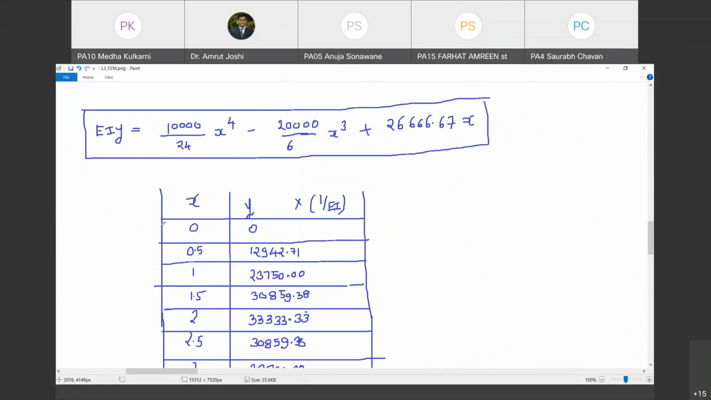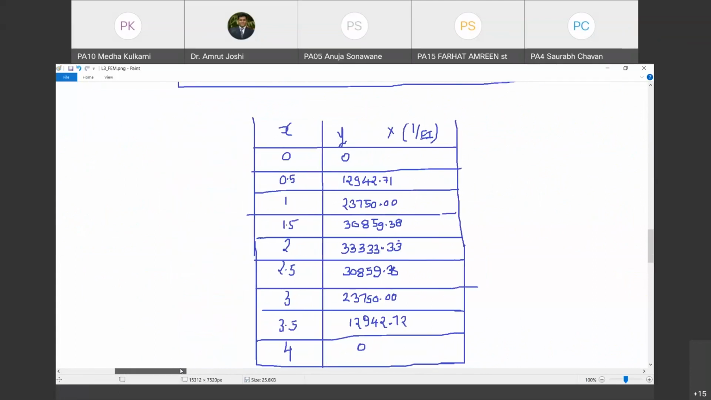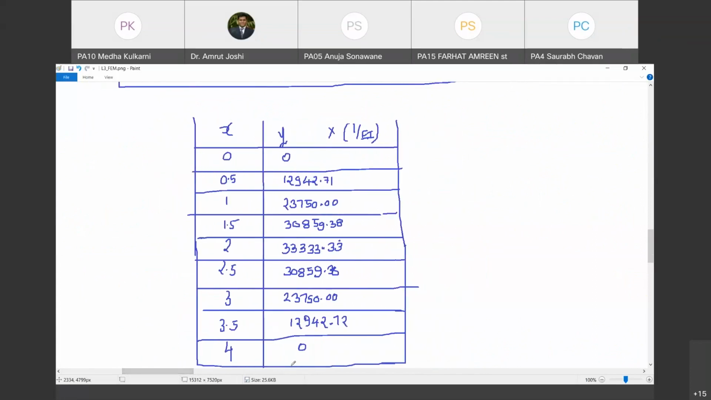So using the solution for EIy at different locations of x, we have got these values of y. So in a way, we have now solved the problem. We have solved the governing differential equation. We have integrated it 4 times, applied the appropriate boundary conditions, and got the equation for the deflected shape. You give me the value of x, and I will give you the value of y.